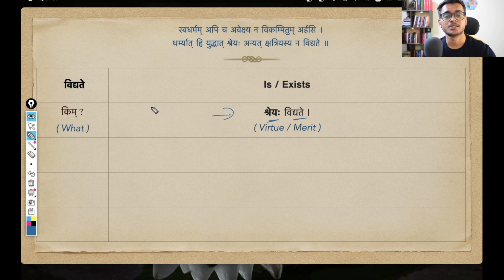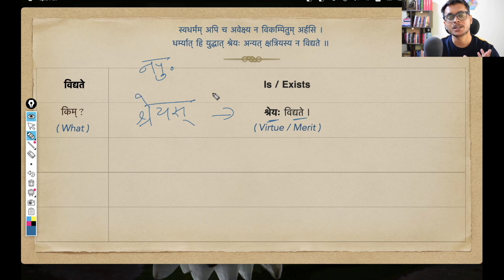Shreyah comes from the pratipadika shreyas. It is a sakaranta napunsaklinga pratipadika. Again, we have seen this kind of pratipadika before, right? Manas is also a sakaranta napunsaklinga pratipadika. Similarly, shreyas. And this pratipadika has multiple meanings. One meaning, as appropriate in the context of the shloka, is virtue or merit. And the shabd rupa shreyah vidyate is the prathama vibhakti ekvachanam form. Shreyas changing into shreyah. Shreyah vidyate, the virtue or merit exists.